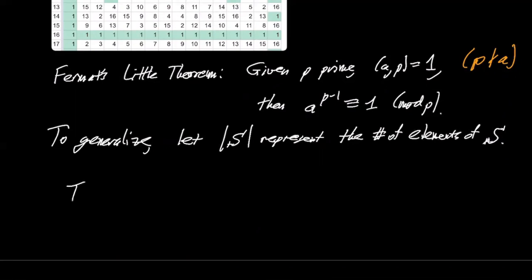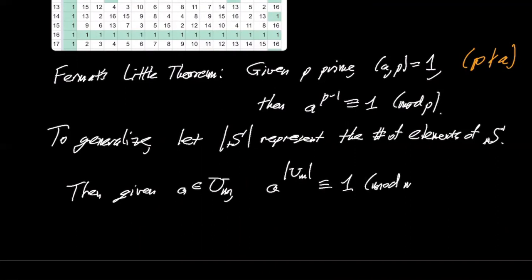Then for given a in U sub m, a to the number of things in U sub m is 1 mod m. Right? That seems to be the generalization. U sub p, by the way, has p minus 1 elements in it. And so that gives us this.